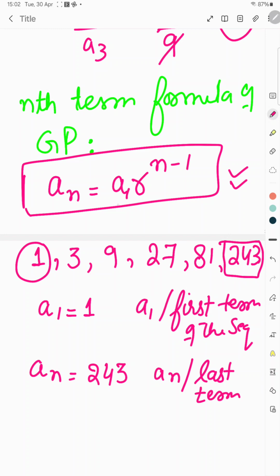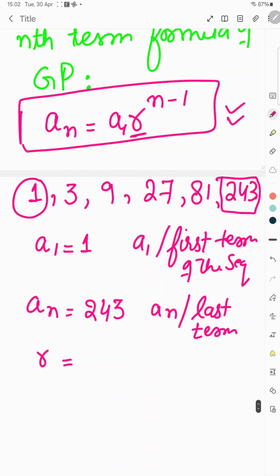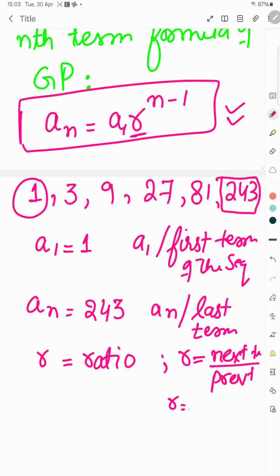Okay student, now what is r? As I told you about r in the start, that is how we will find r. R is the ratio between two terms, and the formula we will use to find the value of r is the next term divided by the previous term. Or in short, you can also write a2 divided by a1. So r is always used for ratio.